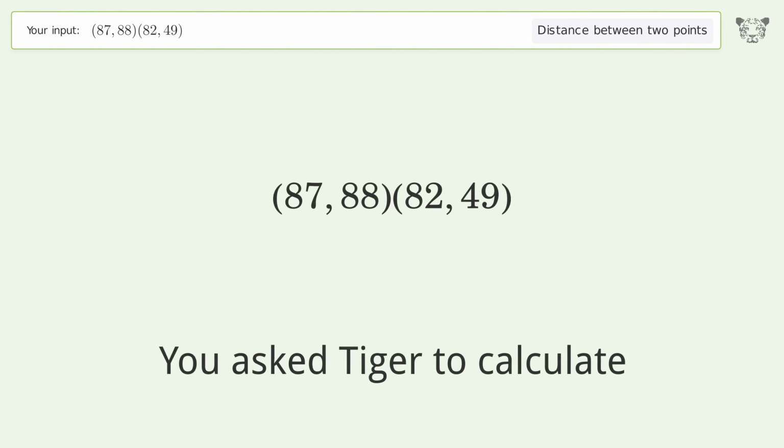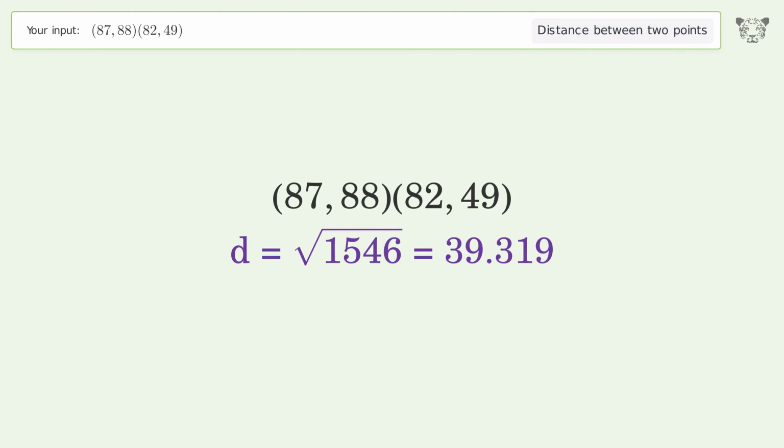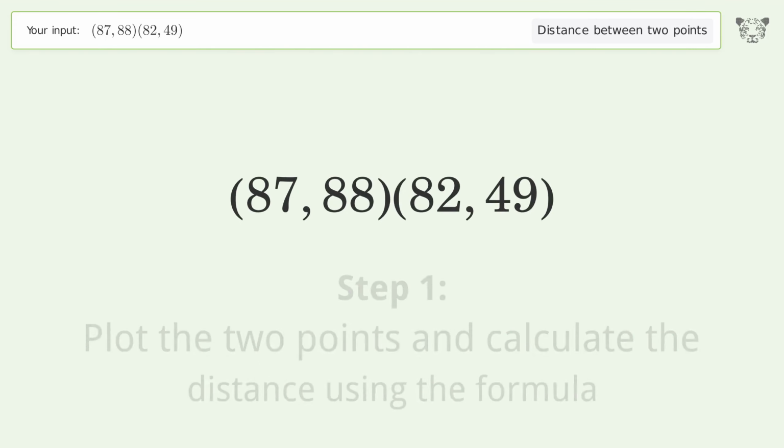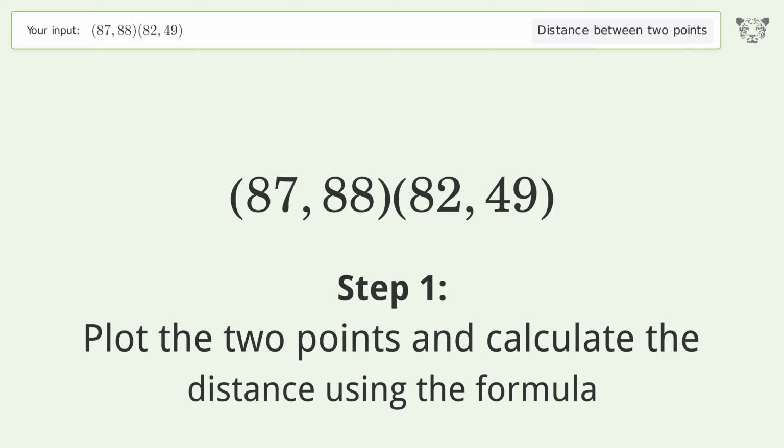You ask Tiger to calculate. This deals with the distance between 2 points. The distance between the 2 points is the square root of 1,546, or 39.319. Let's solve it step by step. Plot the 2 points and calculate the distance using the formula.